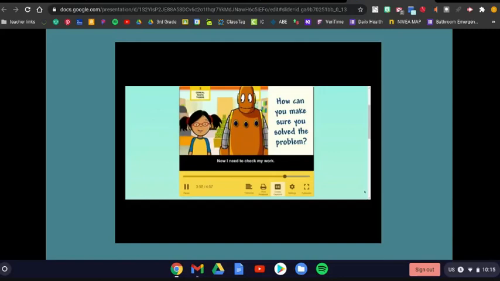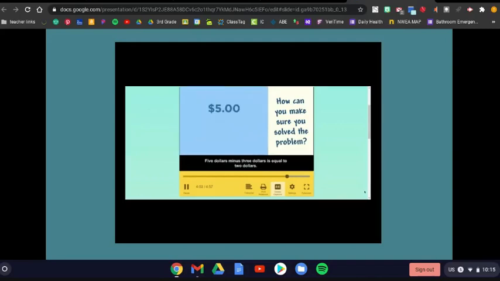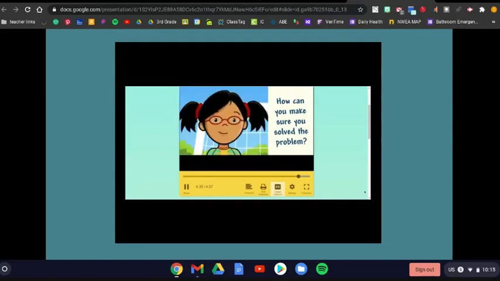Now I need to check my work. I can write a number sentence to check. $5 minus $3 is equal to $2. Remember, when you come across a word problem, just follow these steps. First, understand the problem. Next, make a plan to solve it. Then, solve the problem. Finally, check your work. If your plan doesn't work, that's okay. You can just make another plan to solve the problem.